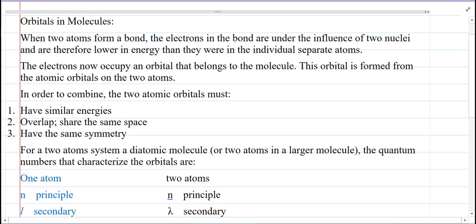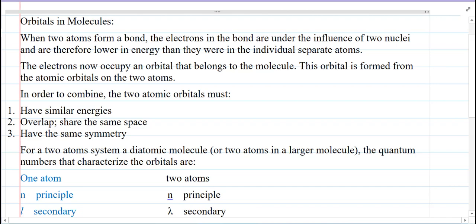So when two atoms form a bond, the electrons in the bond are under the influence of two nuclei, and therefore lower in energy than they were in the individual separate atoms. The electrons now occupy an orbital that belongs to the molecule. So when two atoms combine, their orbitals, since we're treating these electrons as waves, right? So we step back, what's quantum mechanics? Treating the electron and using the electron's wave-like characteristics to predict the behavior of the atom, the behavior of the electrons, and the behavior of molecules.